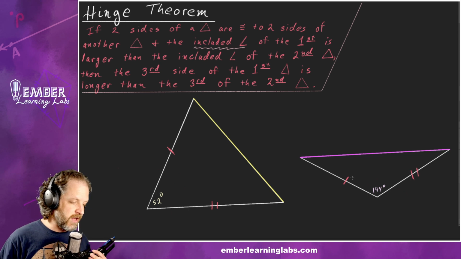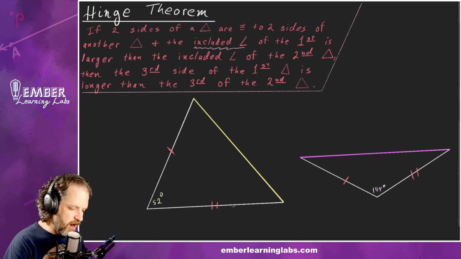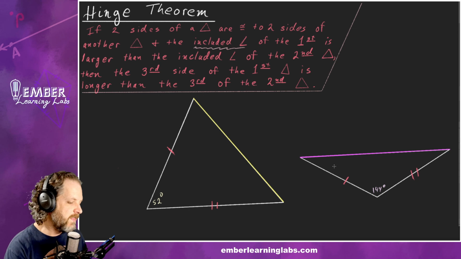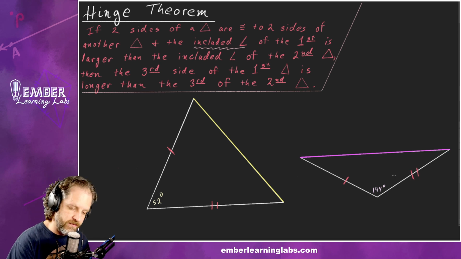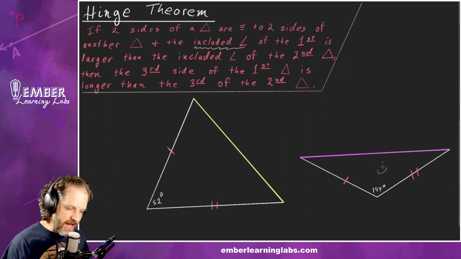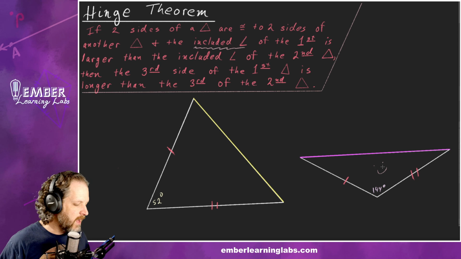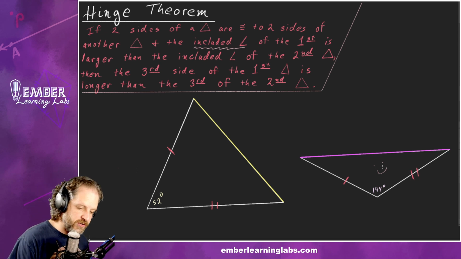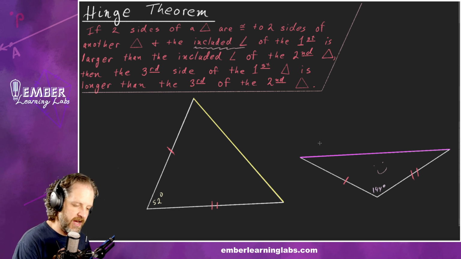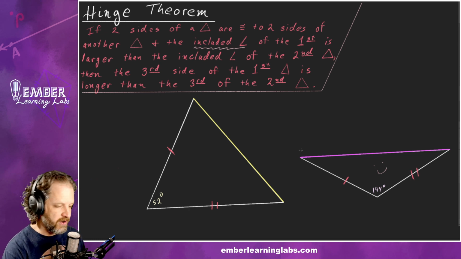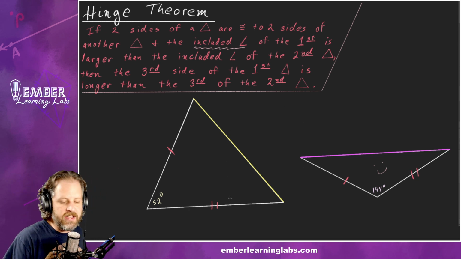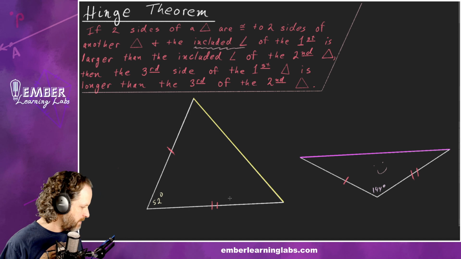So if the included angle of the first triangle is larger, so that'd be this one, than the included angle of the second triangle, which is true over here, this one's larger. Then the third side of the first triangle, so this pink side, is longer than the third side of the second triangle. This one really makes a lot of sense.